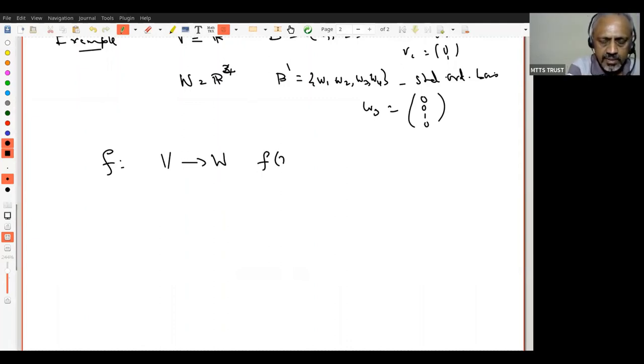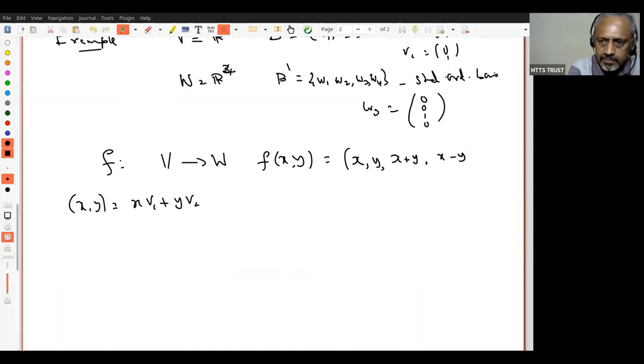How do I define it? So take (x, y). Notice that this (x, y) stands for xV1 plus yV2. This is going to be, let me make life easy, (x, y, x plus y, x minus 3y). Okay, you know this is a linear map. Do you recall why this is a linear map? Because each of the coordinate functions, (x, y) going to x, (x, y) going to y, (x, y) going to x plus y, (x, y) going to x minus 3y, are all first degree polynomials with zero constant term. We have seen, from Rm to Rn, we know what all the linear maps are. So these are the linear maps. If you want, you should verify.